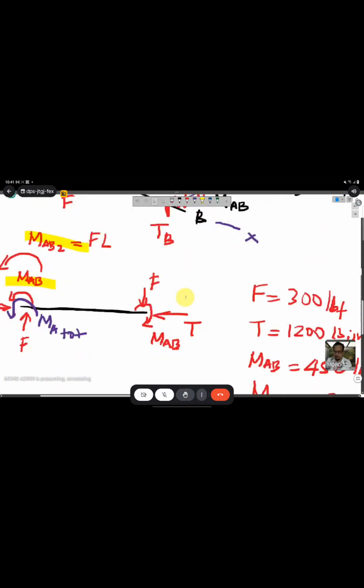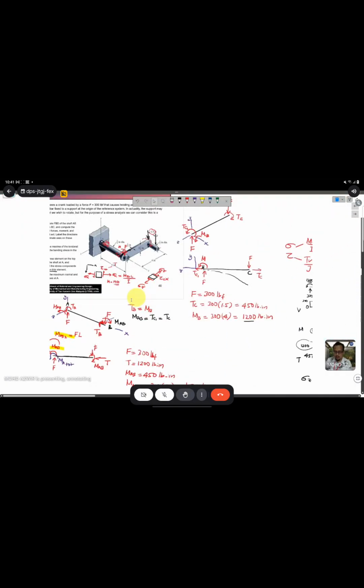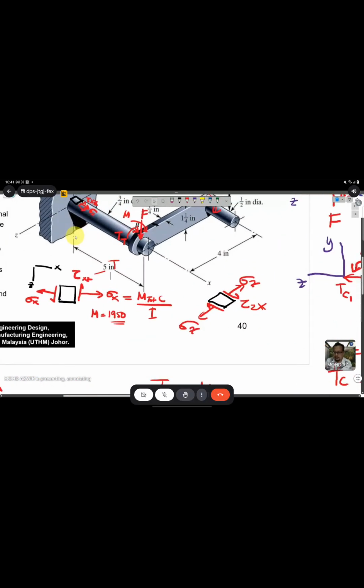This one, T, what is this one? This one, TA. T_A times radius divided by J, if you want to get the tau xz and sigma x at this site, which is at point A. Okay, so let's calculate.